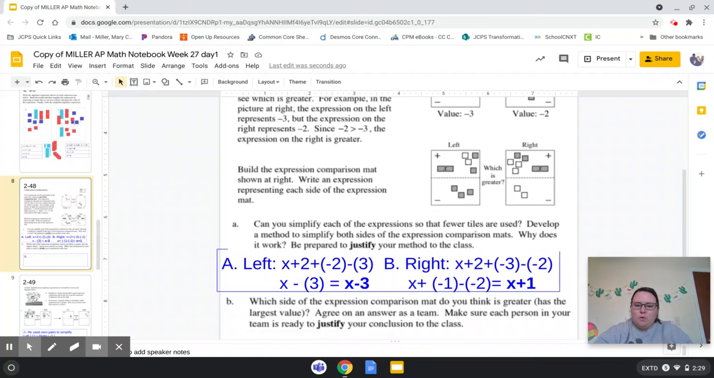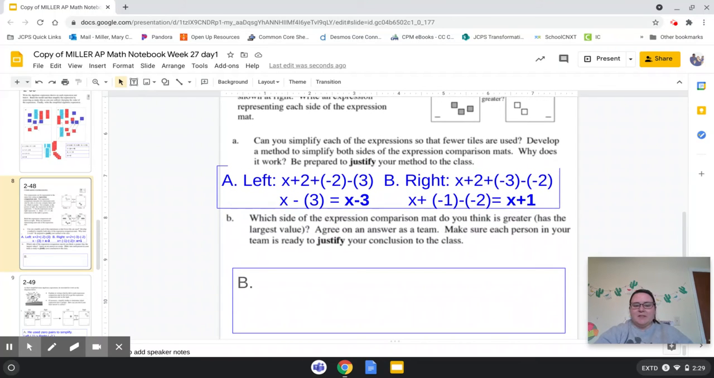If we remove those x's from both sides, and this is what you're going to put on B, so you're going to need to pause me here so you can explain it in your words, the left side is worth -3, and the right side is worth +1. So the right side is actually greater because it has a greater value. Okay, that's what you're putting in part B.